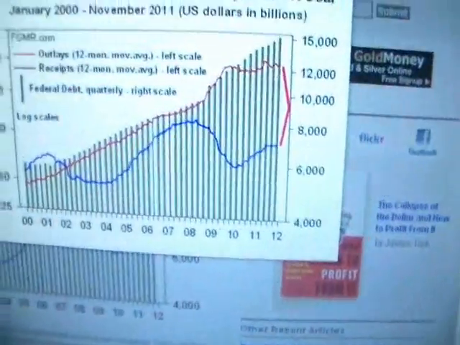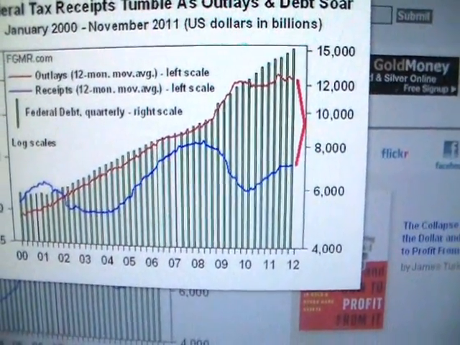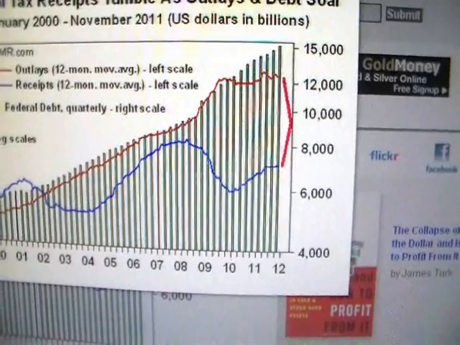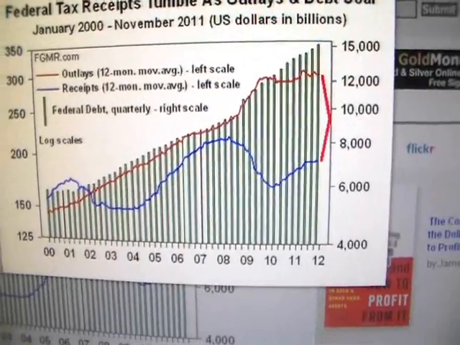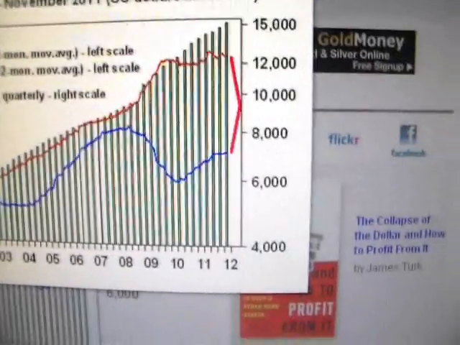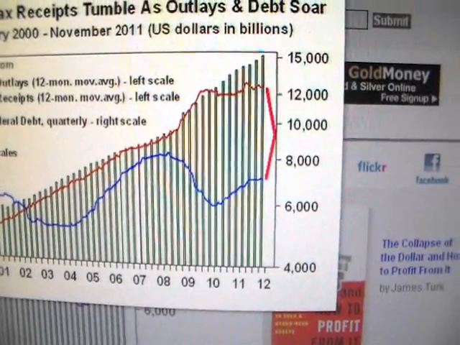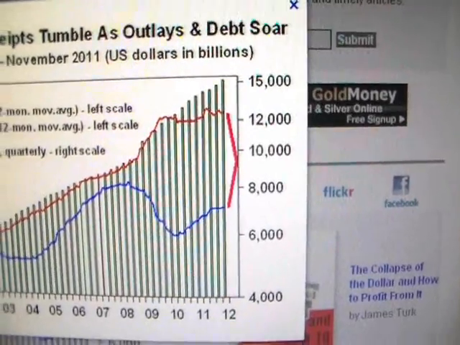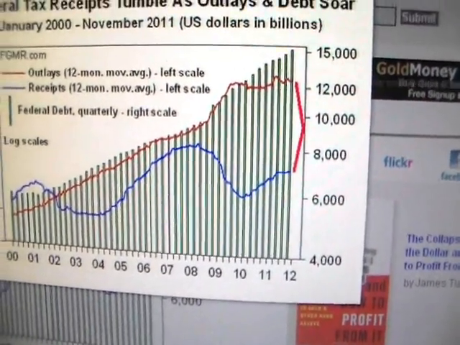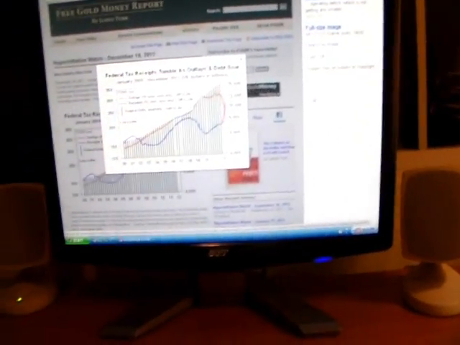From GoldMoney, James Turk's website. Let's see if I can bring that up here. Here's the graph. It shows how in '08, the red line there is our expenditures, the outlays, and the blue line is receipts. So the blue line's what we're bringing in, the red line is what we're spending. And it just separated. That's uncharted waters right there from '08 to where we're at. It hasn't started going back together. So really good graph here that shows you what's going on. I'll have this article linked up so you can check that out.